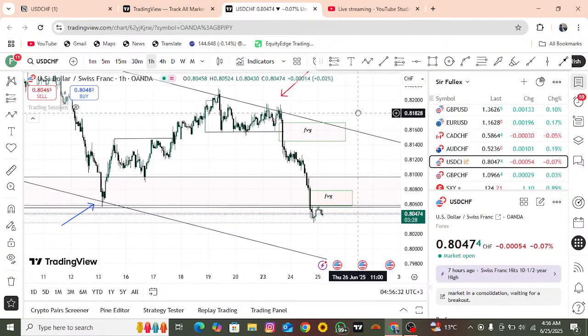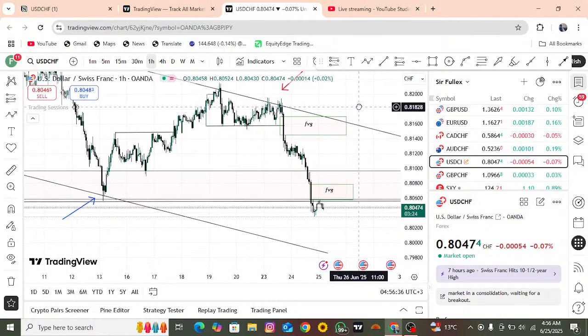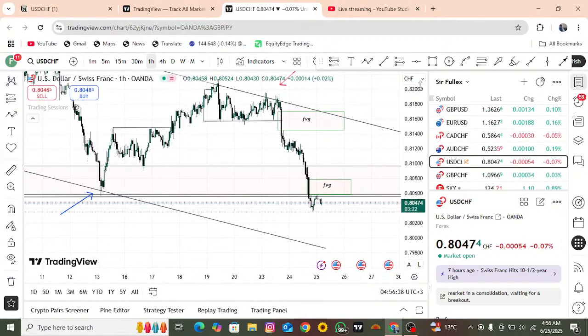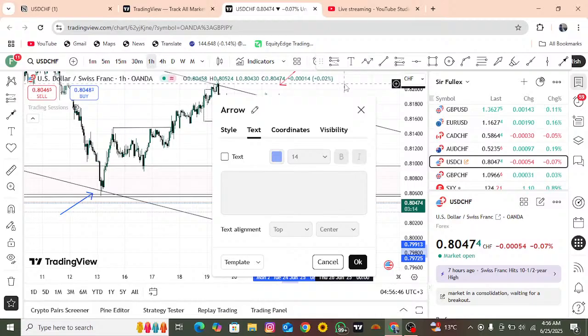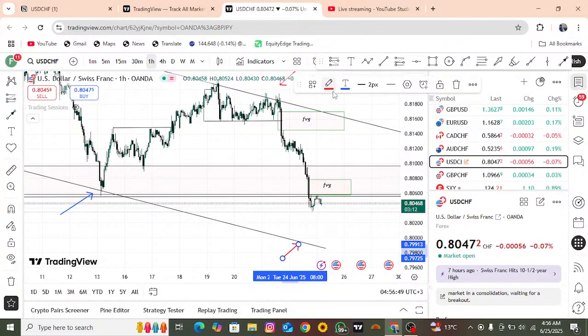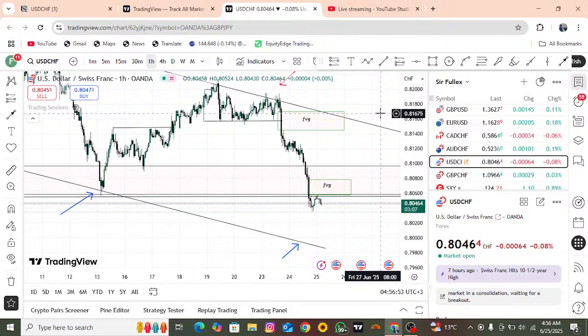So we're waiting for a directional move, and I'd really be waiting for the market to come to this zone. That's what I'm really waiting for, the market to come to the zone.